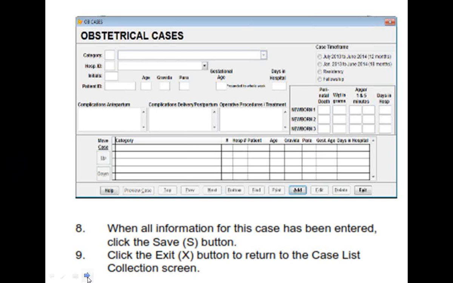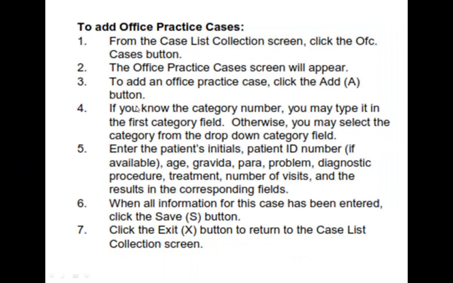All right, moving on. Again, office, same thing. We'll demonstrate that. Office practice cases screen will appear. Add your office practice. Click add. Category number. Again, I go in by topics. I'll show you that. Enter the patient's initials. Patient ID number. Age, gravity, para, problem, diagnosis, procedure, treatment, number of visits, and results in the corresponding fields. Now, results. They're not asking for the results of the diagnostic procedures. They're asking for the results of the treatment.